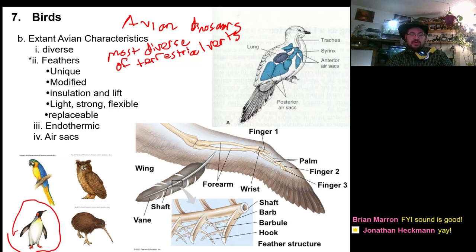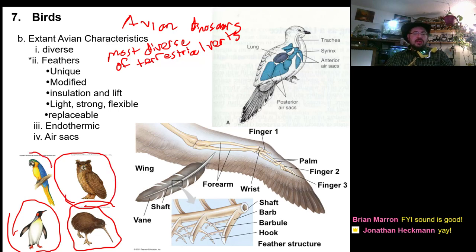You got penguins, non-flying, aquatic. You have little flightless dinosaurs, like the kiwi here. You have nocturnal dinosaurs adapted well to preying on small rodents. You have large seed and fruit-eating dinosaurs adapted to the tropical jungles. And because of flight, they can rapidly radiate to new environments. So, they have the ability to find and colonize plenty of new environments, which is in fact why they are the most diverse of terrestrial vertebrates.